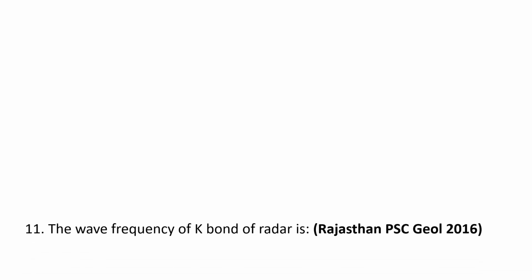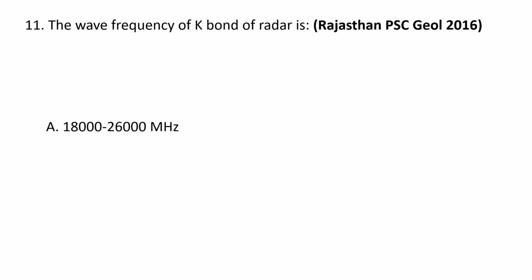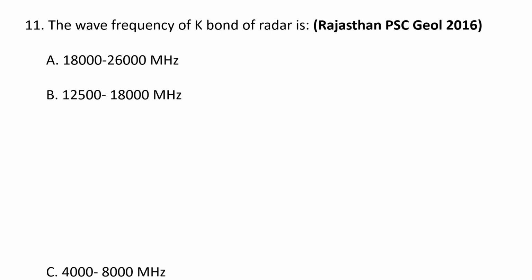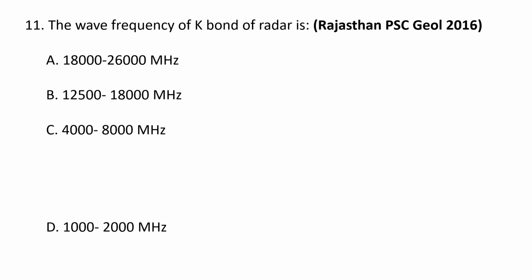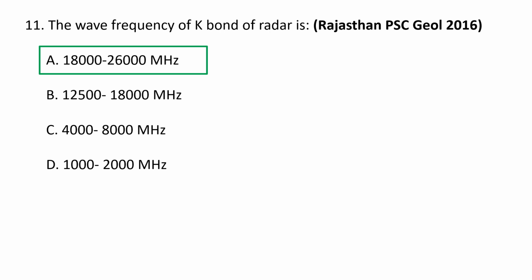Next question. The wave frequency of K band of radar is: A, 18,000 to 26,000 megahertz; B, 12,500 to 18,000 megahertz; C, 4,000 to 8,000 megahertz; and D, 1,000 to 2,000 megahertz. The wave frequency of K band of radar is 18,000 to 26,000 megahertz. A is the correct option.